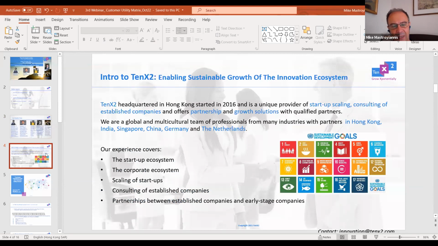A few words about 10x2. 10x2 is a business acceleration consulting firm based mainly in Asia, but also in a few countries in Europe. We focus on sustainable growth of the innovation ecosystem. This is our major focus. That's what you see, the goals of the UN Sustainable Goals. We support many of them. So everything is about sustainable growth. What we do is we focus not only on the startup ecosystem, but also on the corporate ecosystem: scaling of startups, consulting of established companies, and partnerships between startups and established companies.